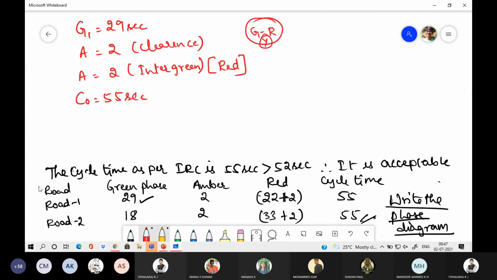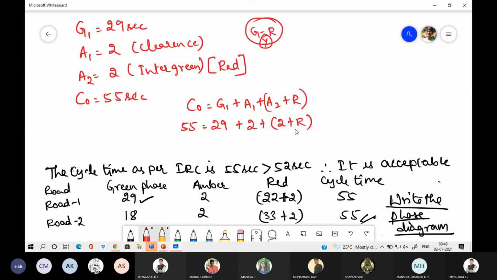Now, what is the total cycle time? It is green time plus amber time A1 plus A2 plus R. This is A1 and this is A2. So A2 plus R we require. C0 we have already known, 55. Then green time for road 1 is 29 seconds. Amber time clearance is 2 seconds. And A2 is 2, plus R. Only this 2 plus R we require. This is called the red time. Red is equal to intergreen plus red, we are going to call it the red time.